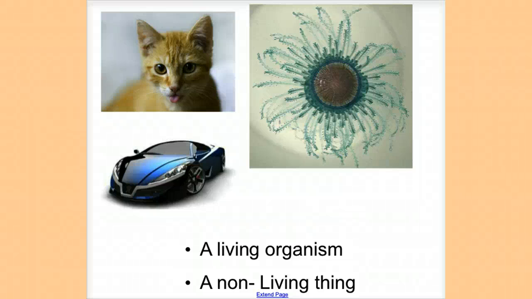Sometimes it's easy to tell if something is a living organism. Take, for example, a cat. We know it is a living organism just by looking at it, or in the case of a car, we know it is not. However, it is not always easy to tell if something is a living organism or not.